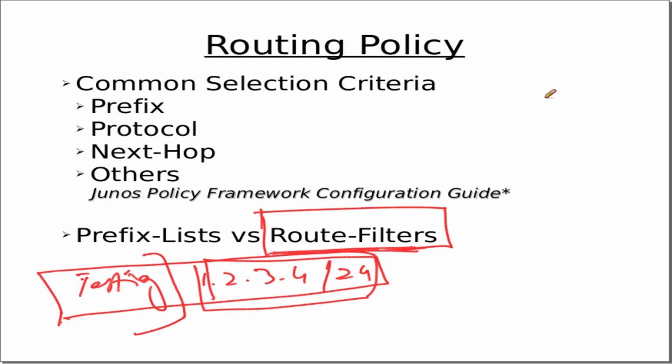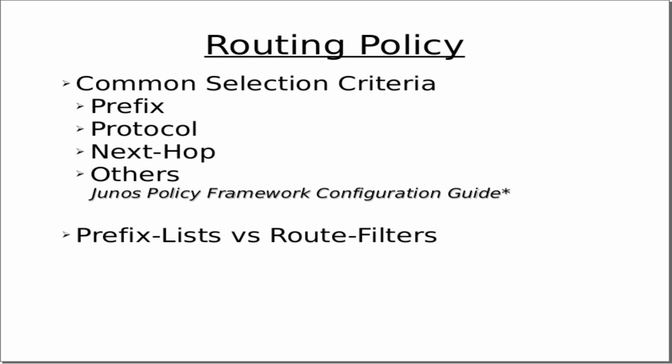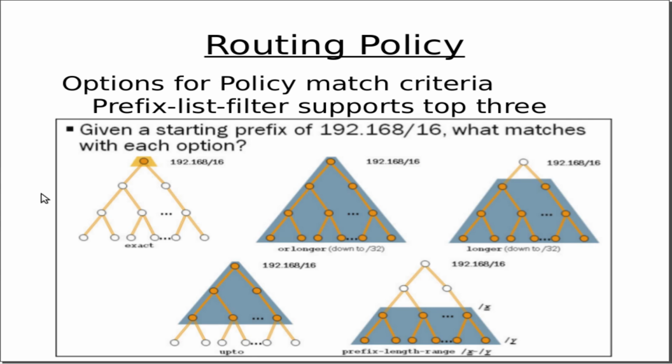Now once we reference the prefix list or the route filters in a certain routing policy, then we do have some choices that we can make. Like if we have defined a network like this one over here, then prefix list supports these three options. If we write this network, then we can say exactly match this one, or we can say match this network with this subnet mask or longer than this.